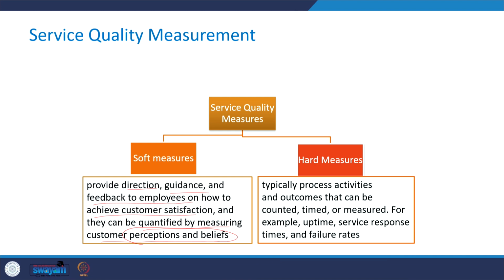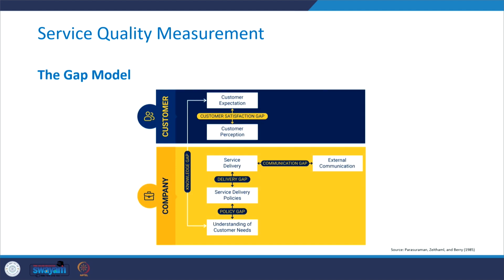Whereas hard measures typically involve process activities and outcomes that can be counted, timed or measured. For example, uptime, service response times, and even failure rate. So, based on that, a service provider can choose what kind of measures they want to go ahead with for measuring service quality. But before that, there has to be an understanding of the different gaps in service production and delivery that need attention so that we can select appropriate measures for them. So, with this, let's have a look at the gaps model.